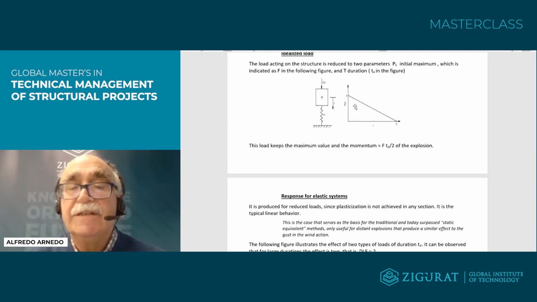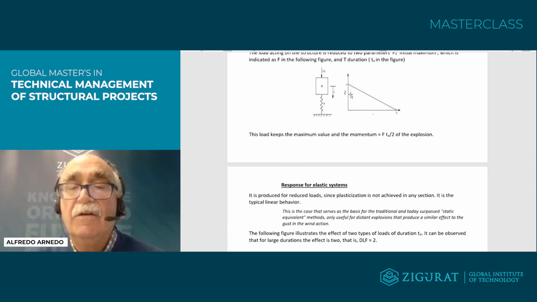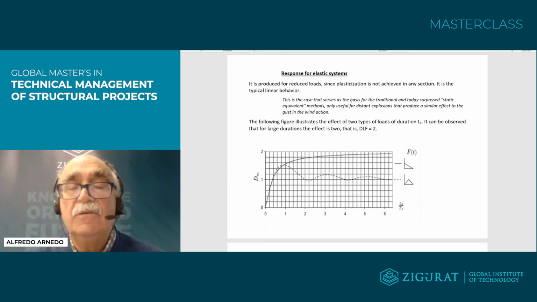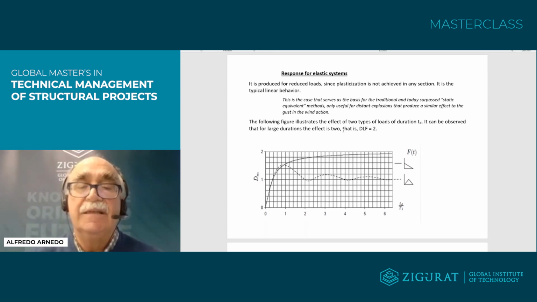Another very important point is the area of this triangle. This is the momentum, the impulse is the area of this. Well, there are two kinds. We have already said that there are two kinds of response. One response is elastic. The elastic response is only when the forces are very, very low, because this supposes that the structure remains linear.